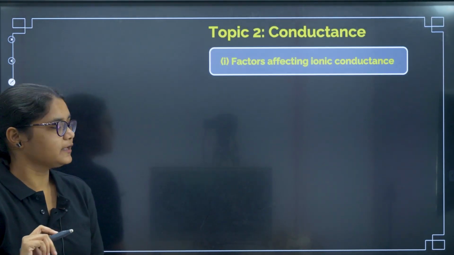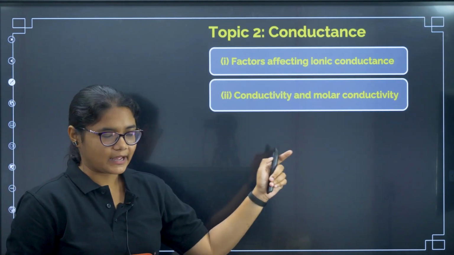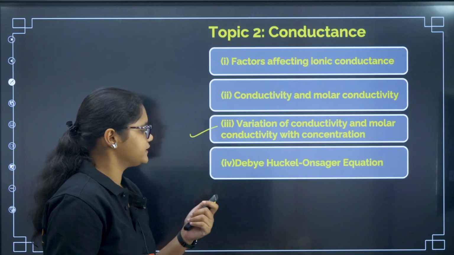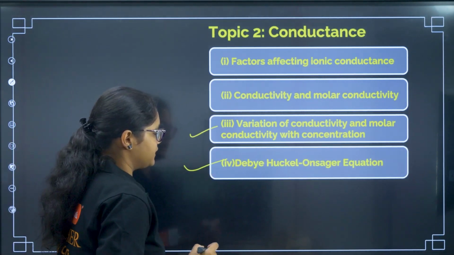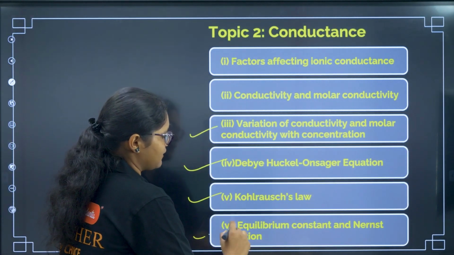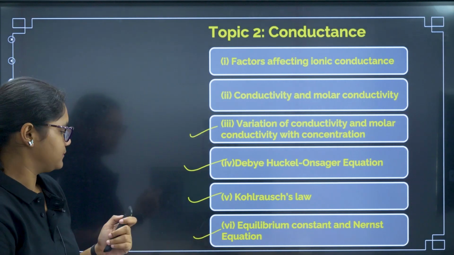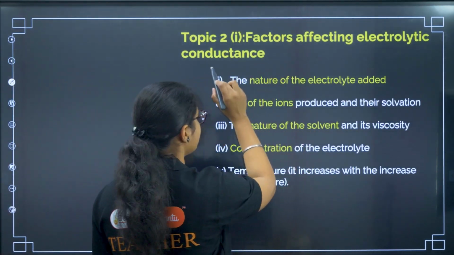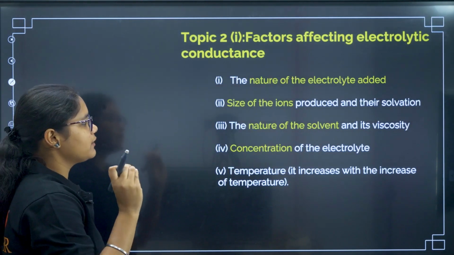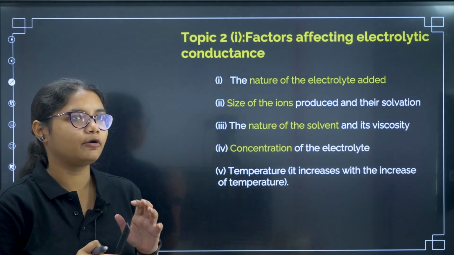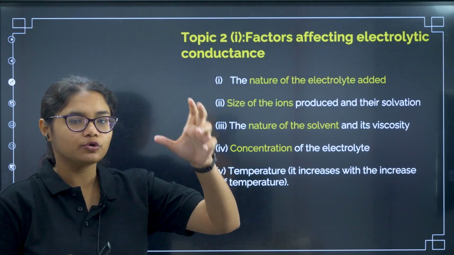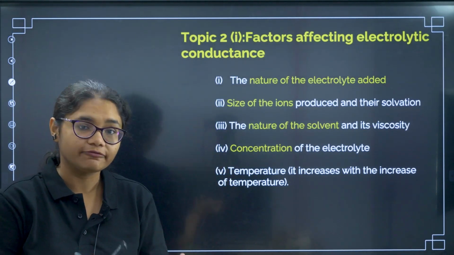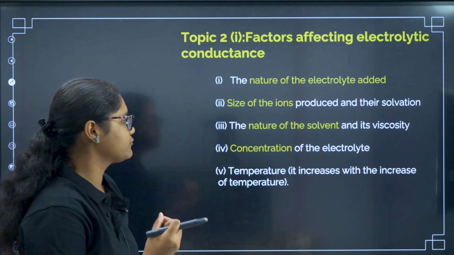First is factors affecting ionic conductance, conductivity and molar conductivity, variation of conductivity and molar conductivity with concentration, Debye-Huckel-Onsager equation, Kohlrausch's law, and we have equilibrium constant and Nernst equation. Okay. So now let us quickly see here factors affecting the electrolytic conductance. What type of questions can be asked here: 2-3 options will be given, which is a factor, which is not a factor, which of the following affects the conductance. So such type of questions can be asked.